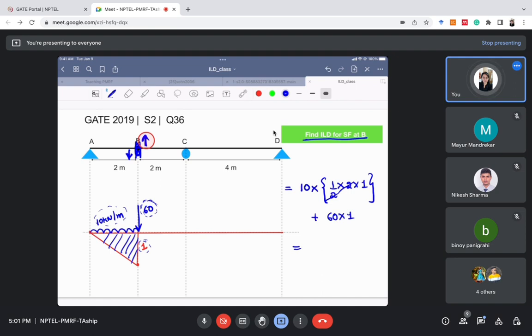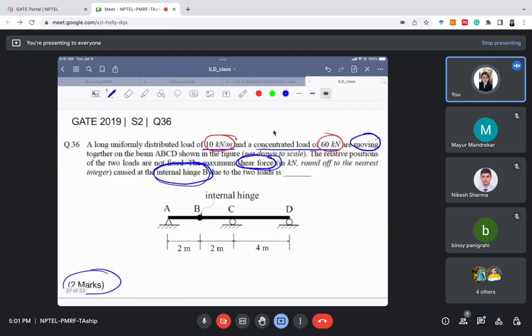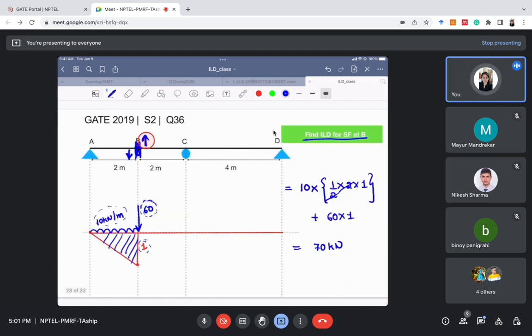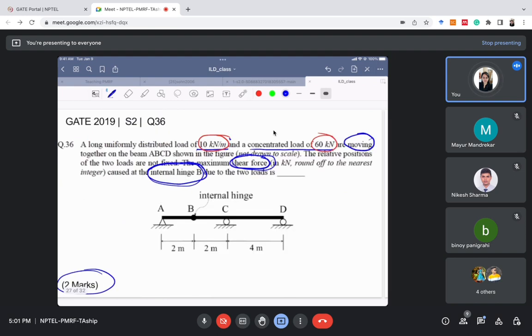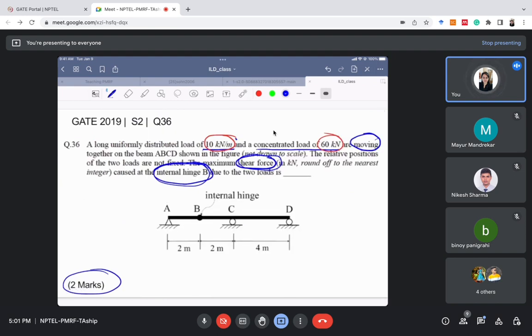So I'll calculate it. It will come out to be 70 kilonewton. What I needed to calculate, right? Yeah, maximum shear. So it's coming out to be 70 kilonewton here. So the answer is 70 kilonewton. I hope it is clear.